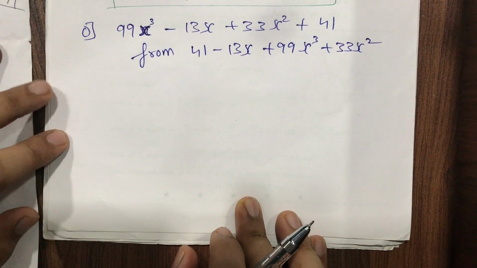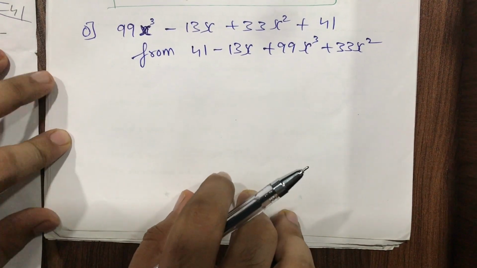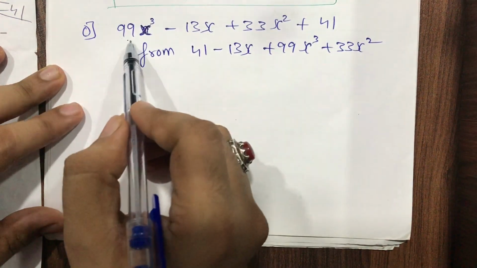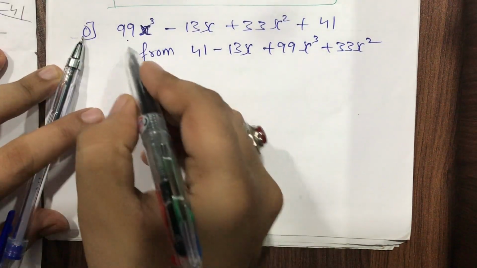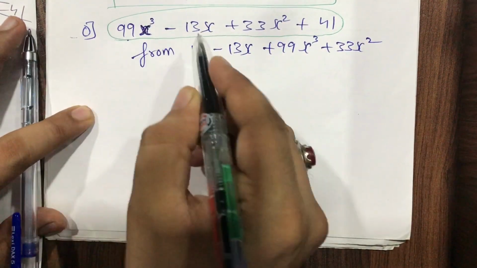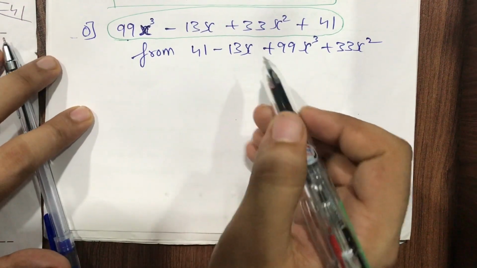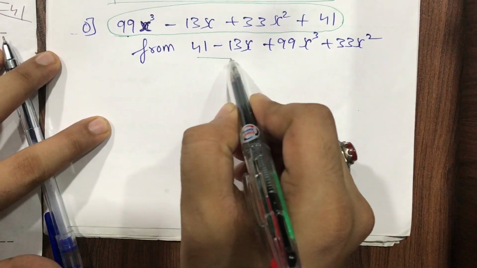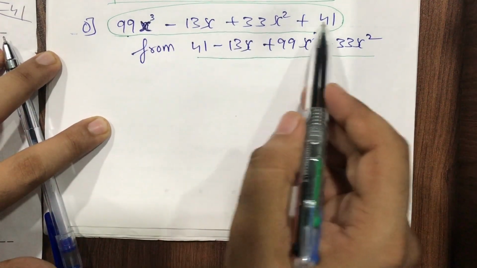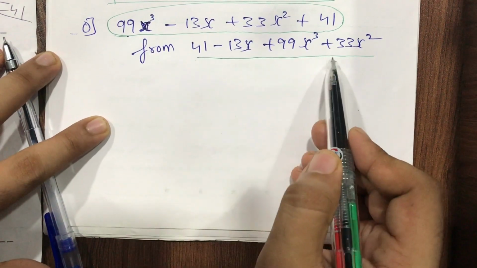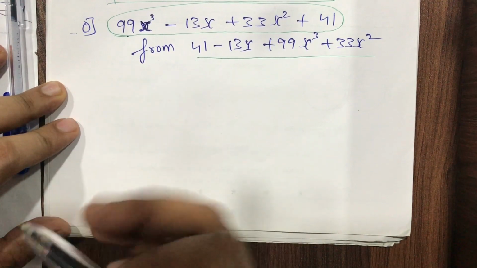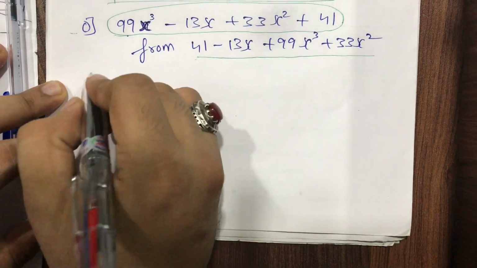Students, now from the same question, which is subtract the following, question number 4, sub question O. Subtract 99x cube minus 13x plus 33x square plus 41 from 41 minus 13x plus 99x cube plus 33x square. So I have to subtract this polynomial from this polynomial. Always the polynomial which is associated with "from", we write it first, right? Okay, so let's start with our solution.